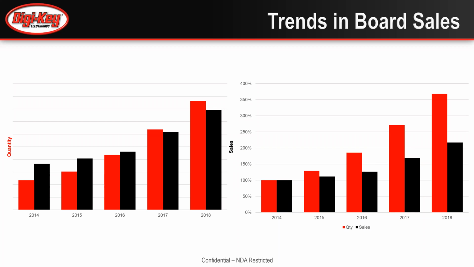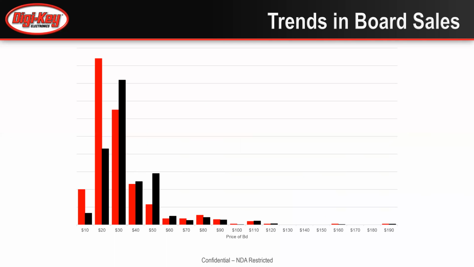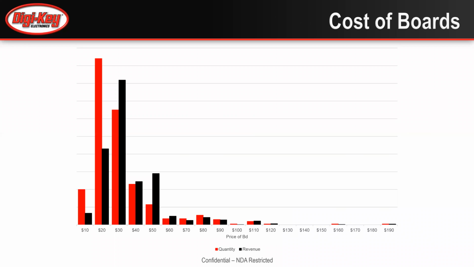So my last slide is to show the fact that the quantity is going up, but the revenue is going up slower, which tells me that the boards are getting less and less expensive. The popularity of modules is driving costs down as more people use them. So you can see that boards under $30 drive the bulk of DigiKey's revenue on small boards. And it's a good alternative.